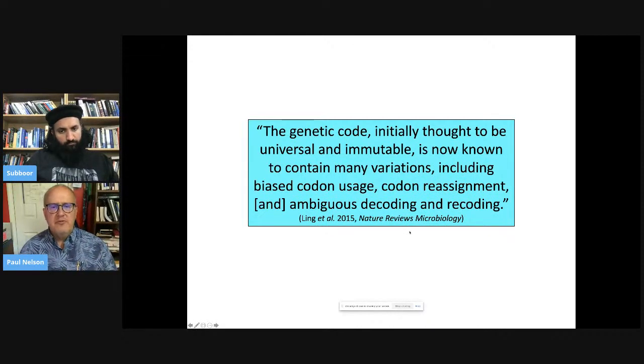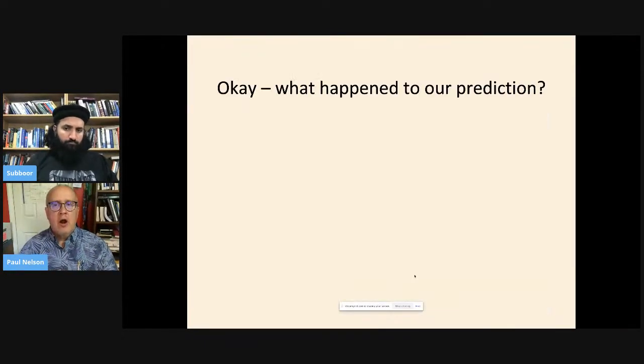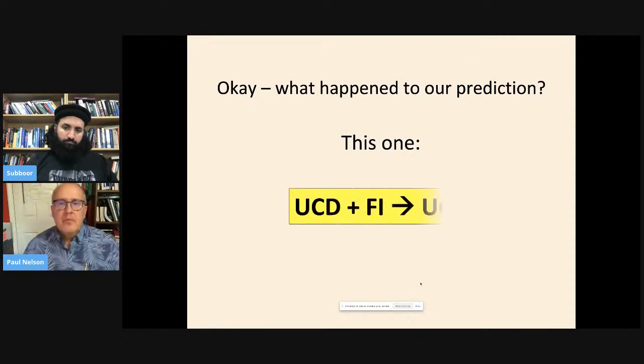So this is from a review paper in 2015 saying the genetic code, we thought it was immutable. We were wrong. So here is this page at NCBI that's regularly updated because new codes are being found all the time. So you have a whole variety of codes here, some mitochondrial, others in the nuclear code. And as I said, this grows all the time. It's updated sort of semi-annually. It's due for another update, by the way. I went and looked at it, and there are new codes that have not been incorporated. All right, what happened to our prediction? This one.